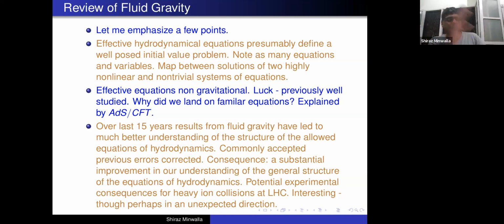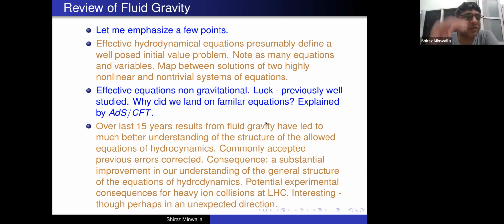This map between the equations of gravity in these asymptotically AdS spaces and this effectively hydrodynamical problem, a non-gravitational, nonlinear, interesting hydrodynamical problem, is sometimes called the fluid gravity correspondence. And it came from, as I reviewed, basically trying to find the nonlinear theory of a set of light modes separated by a gap from an infinite number of very heavy modes.